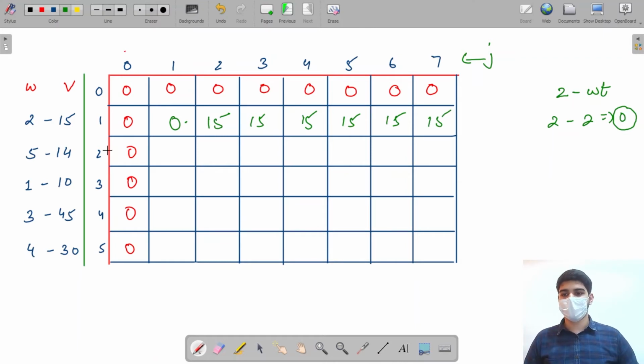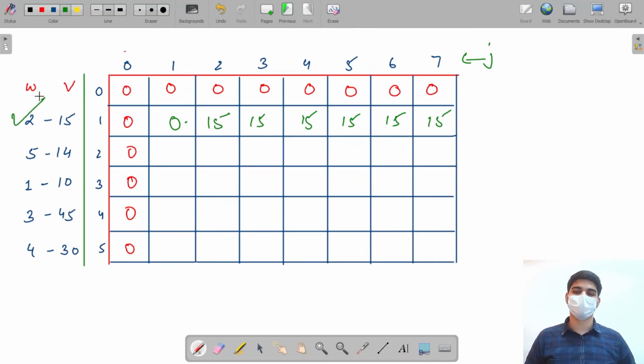Hope it's clear. Because I am the very first item, I know that the row previous to me would be 0. So after the capacity which can sustain me, my answer would be equivalent to my own value, right? Again, now we have processed the very first element.